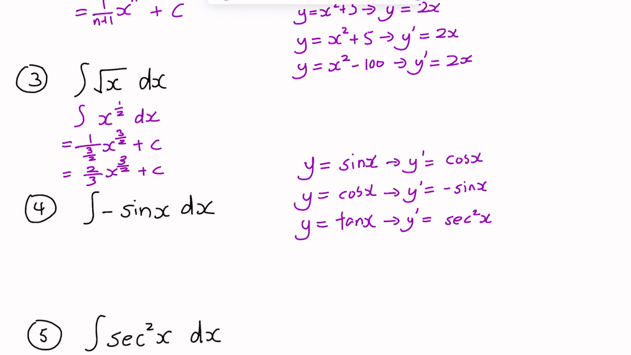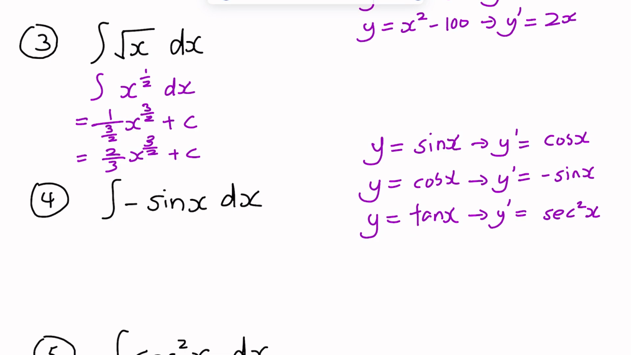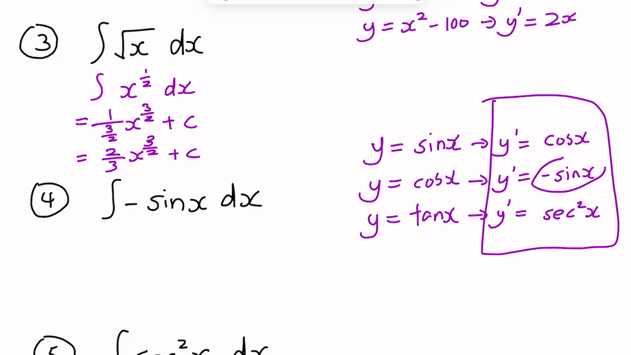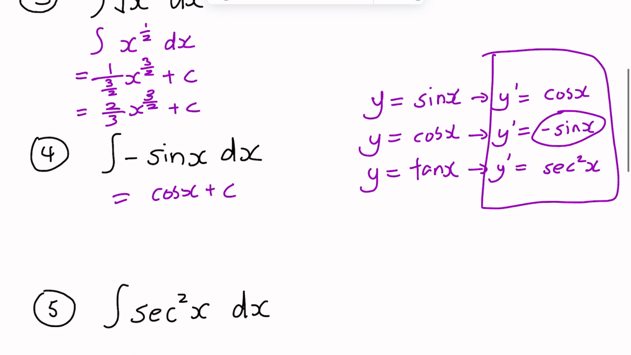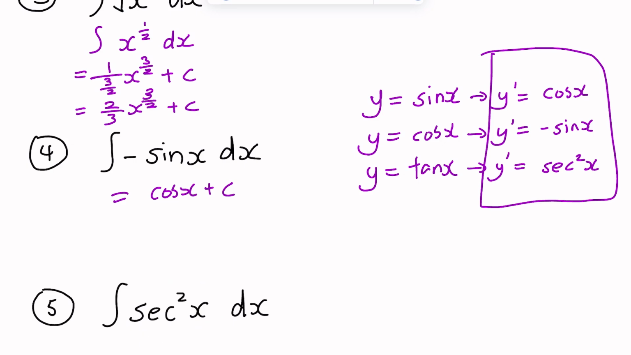So we are given negative sine x as the derivative, and we want to find the original function. Because this is a derivative, let's take a look at the derivatives. Which of these is the same as negative sine x? Here, right? And what is the original function? Well, it's cosine x. So our answer will be cosine x plus c. Simple. And now we have secant squared x as our derivative. If we take a look at our derivatives, we have secant squared x, and the original function is tan x. So our answer will then be tan x plus c.